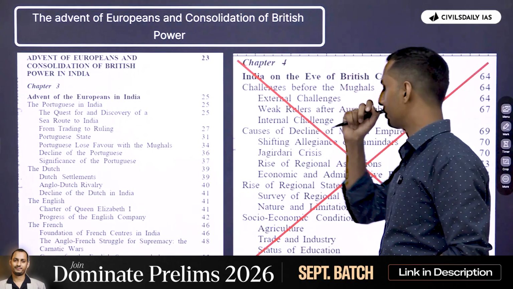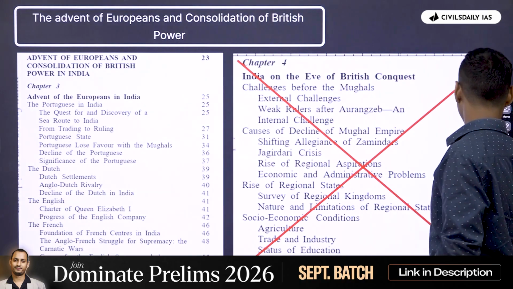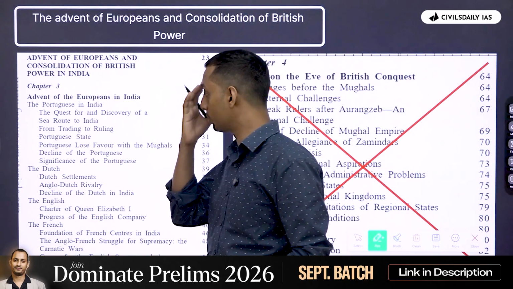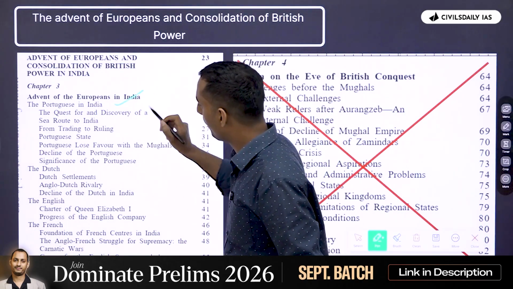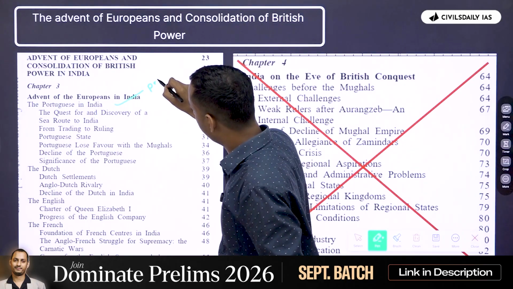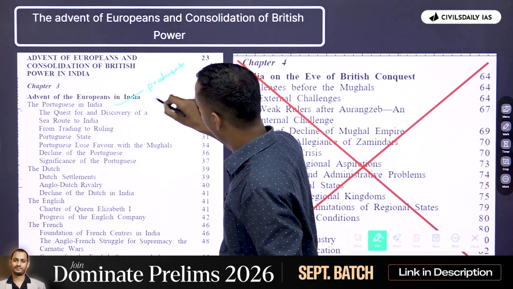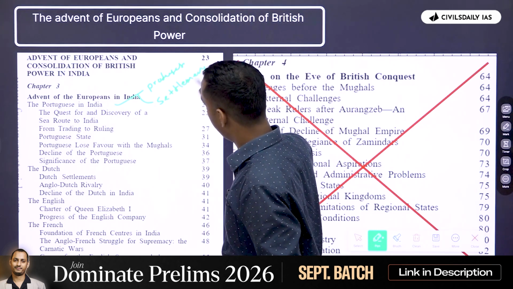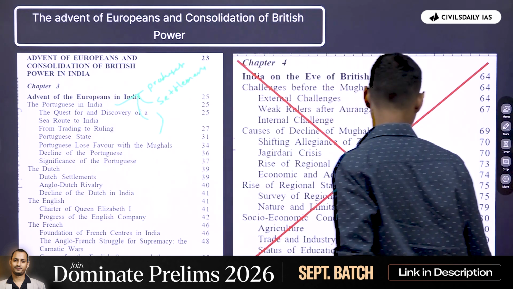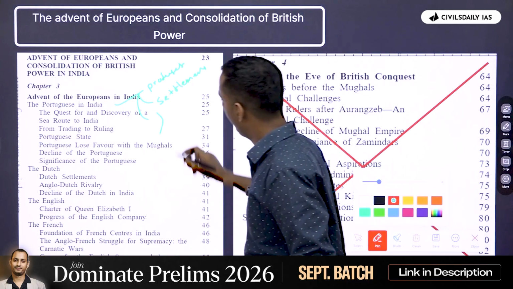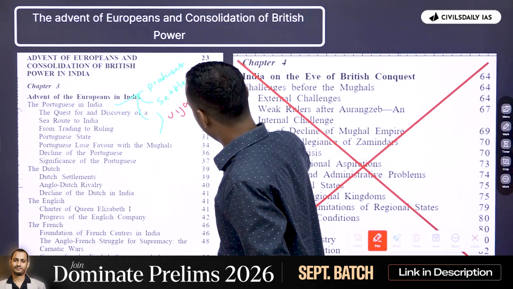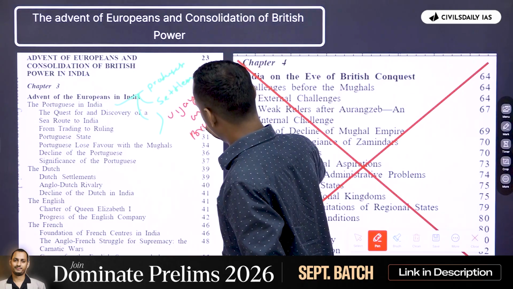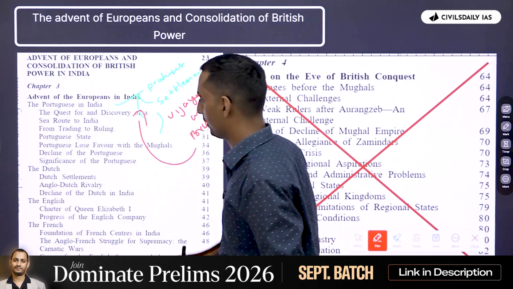But in case of the 3rd chapter, this is very significant. In the last 5 years, 3 questions have come from the same. So what do you have to know? You have to know what the Portuguese did in India. What are their major settlements? And also you have to know what the relation is between the Vijayanagara Empire and the Bahmani Empire with respect to the Portuguese.